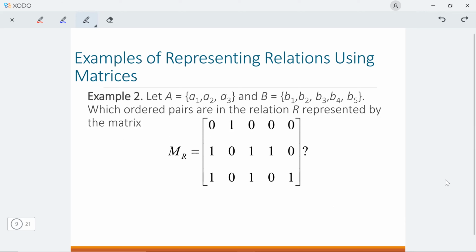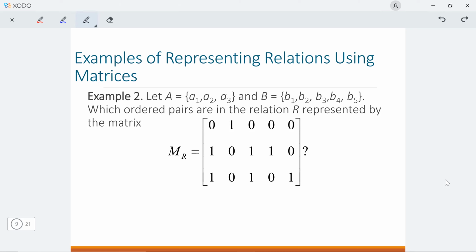And then let's look at the second example. So this example is how, if we get the matrix of this relation, can we find what are the elements in our relation? So here we have two sides, A and B, and the elements in our side A are A1, A2, A3, and the elements in our side B are B1, B2, B3, B4, B5. So they have 5 elements. Okay. And now our matrix is as shown on the screen.